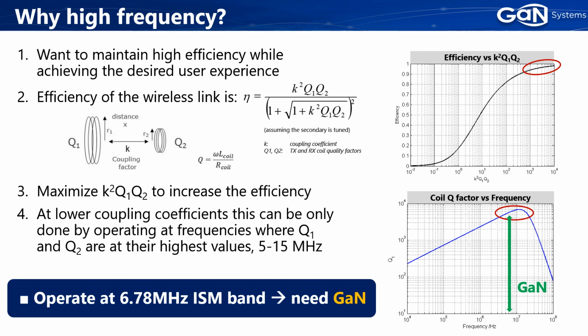Now you've heard me say several times high frequency and may be asking yourself, why high frequency? Well, we need that to achieve the desired user experience. I won't go into all of the math, but the charts on the right show that to maximize efficiency, you've got to maximize your figure of merit. Your figure of merit is really maximized by getting the greatest out of your coils, measured by Q factor, and that's maximized, as you can see on the lower chart, at high frequency, typically in the 5 to 15 megahertz range. We need to select an ISM band, 6.78 megahertz, and we need a transistor that'll switch effectively at that frequency, which is GaN.